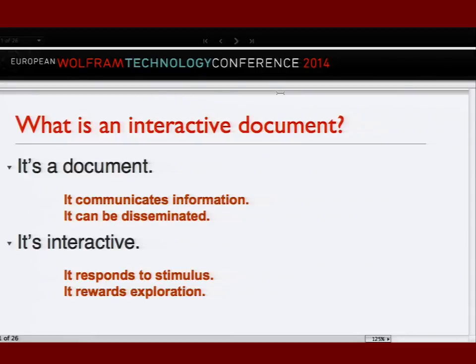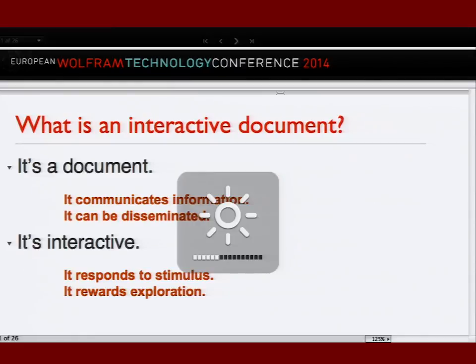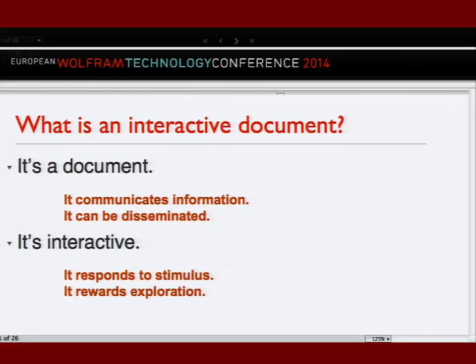So, when I say realizing interactive documents, well, let's just start off with the basics. What is an interactive document? Well, it's a document that communicates information. And obviously, since you're wanting to communicate, then you're going to disseminate it to people. What does interactivity mean? Interactivity means, at least in the way that I was thinking about it, that it responds to stimulus. And so that means that I think that it encourages exploration.